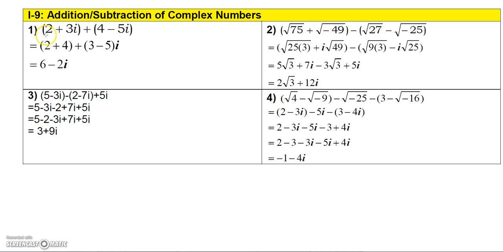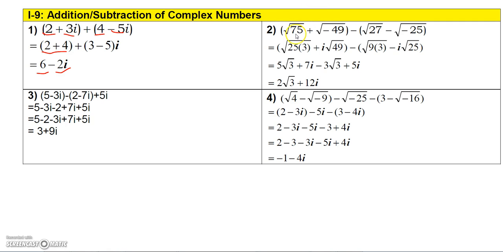To add these together, all you do is add the real numbers together, the 2 and the 4, and then add the two imaginary numbers together. So we know that 2 plus 4 is 6, and then if you take 3i minus 5i, you'll get minus 2i. Now I wrote it as 3 minus 5 times i, but that's the same thing. So 3i minus 5i gives me minus 2i, and so you get 6 minus 2i.